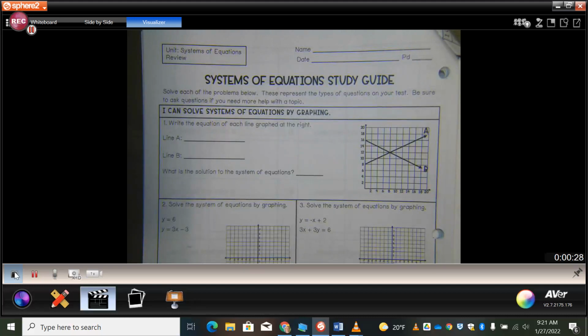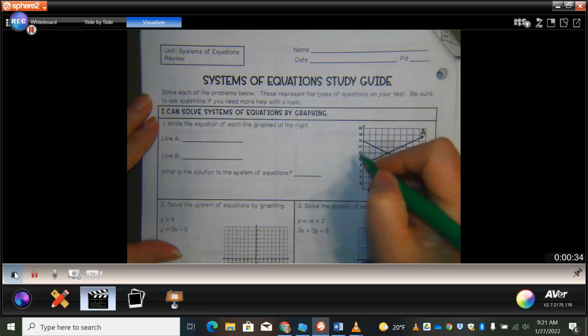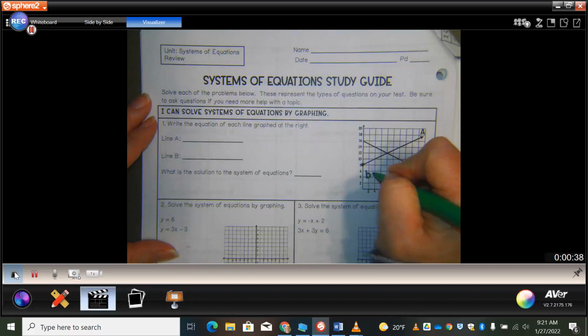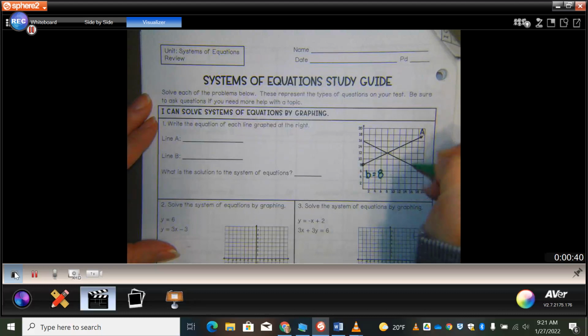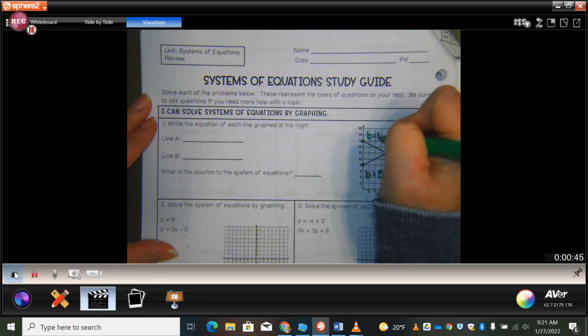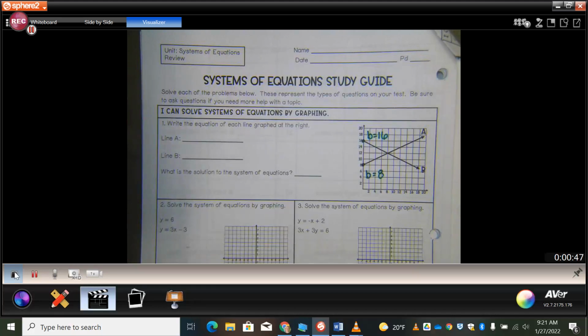In the first one it says, write the equation of each line that is graphed at the right. If we start with line A, the y-intercept, which is always our b, would be 8. The y-intercept of line B would be 16. Those are the first things you will need to know. You also need to know the slope of each line.